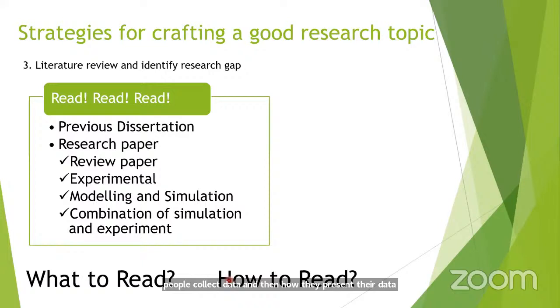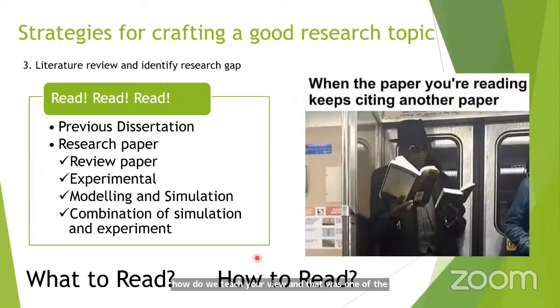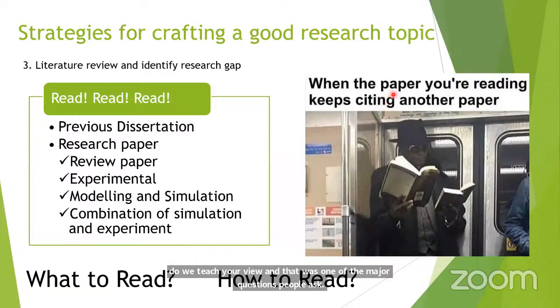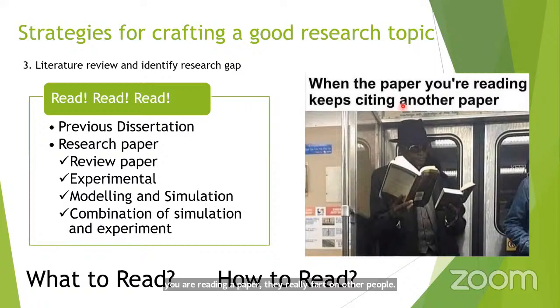And then how to read. How do you read literature? That's one of the major questions people ask. And that's because of this problem. When you are reading a paper, they will always refer to another paper. So if you are new to research, you might end up trying to read the paper, they refer you to another paper, you try to check that paper, that refers you to another paper, and that chain continues. And in the long run, you miss out on what you are actually reading. So try to avoid jumping from one to the other.